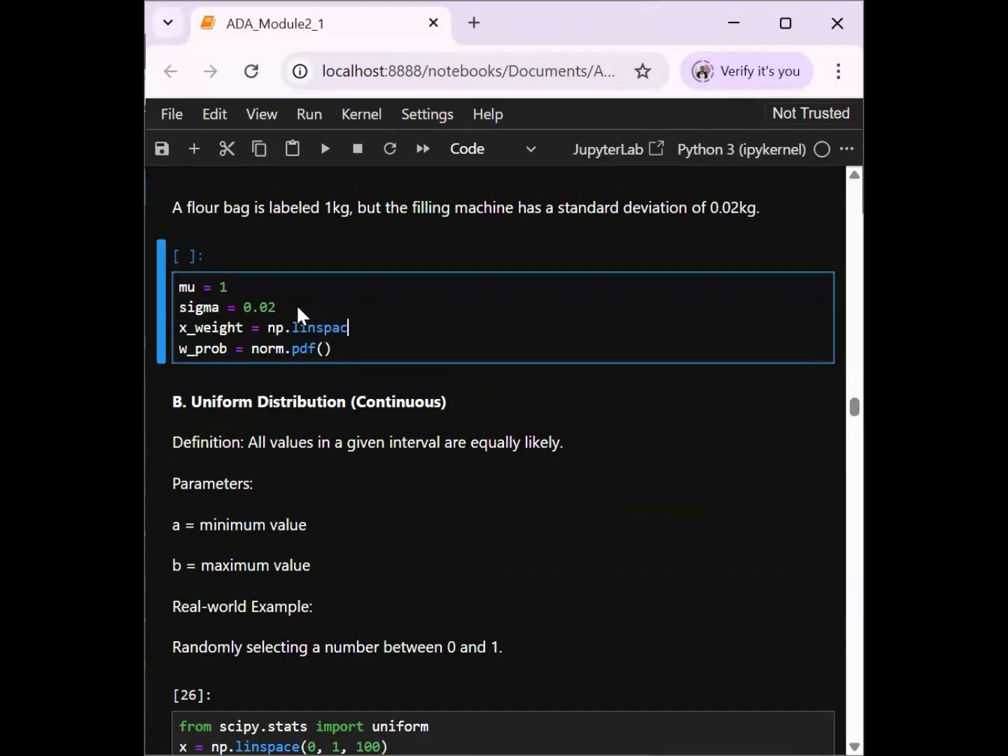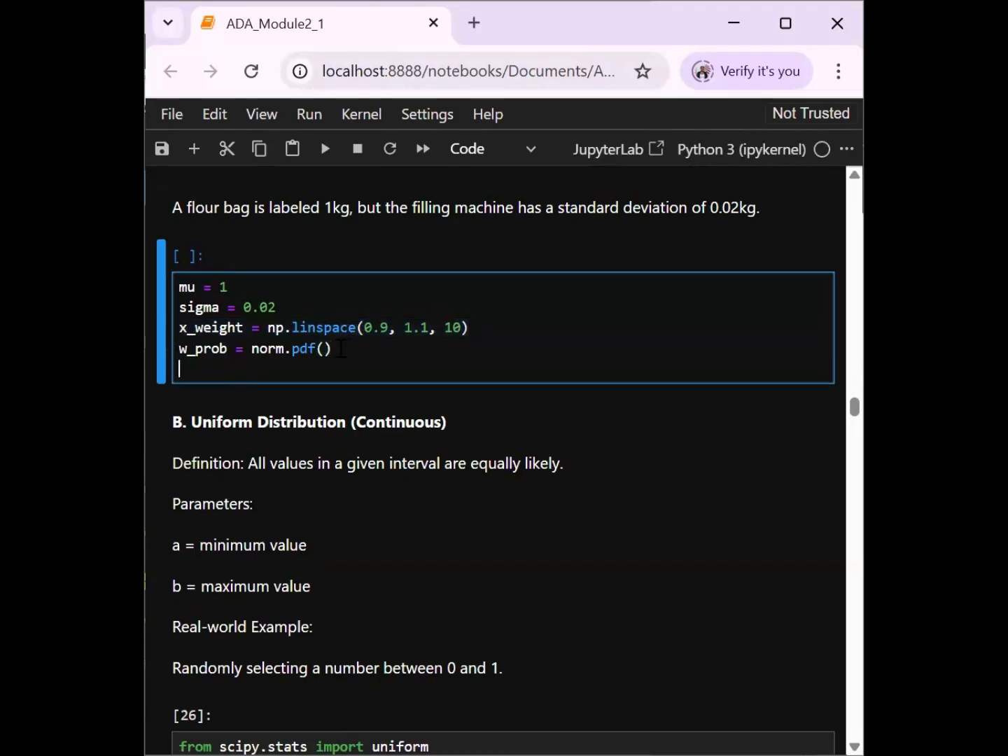So linspace, and for example, since most of the weights are 1, maybe some of them will fall between 0.9 and 1.1. And then let's say we divide it 10 times, so we can break it down into small values. Now let's print this out so that Joshua can ask the question.